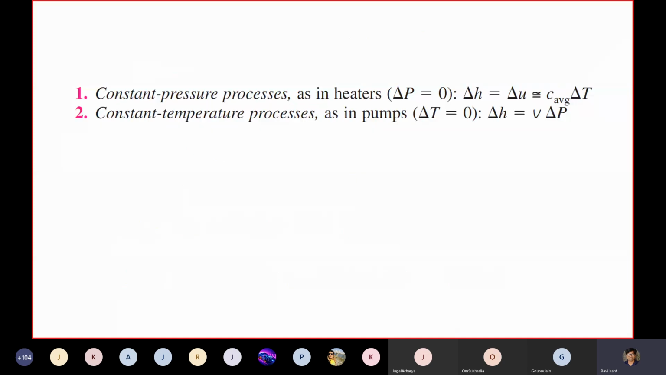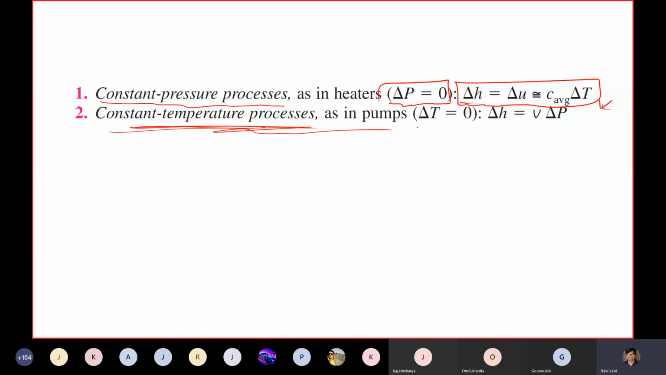We will see some examples, maybe in numericals or as an application. You can find these in heaters, where a constant pressure process is happening. For liquids, the change dP is 0, so the change in enthalpy you can calculate this way. In pumps, where a constant temperature process is happening, you can use this relation, since the change in temperature is 0.